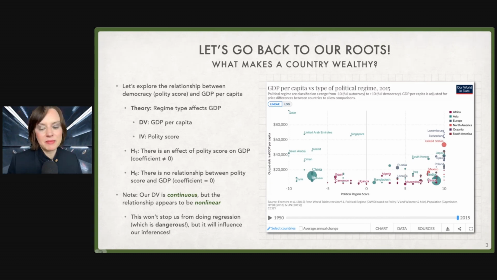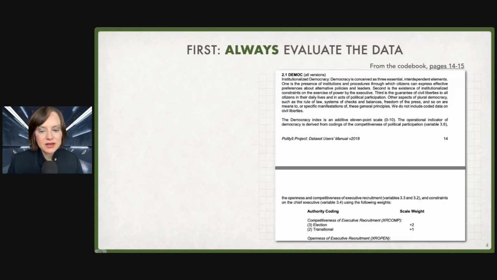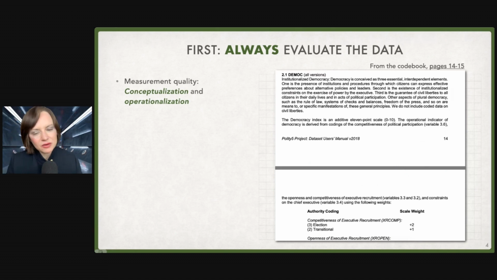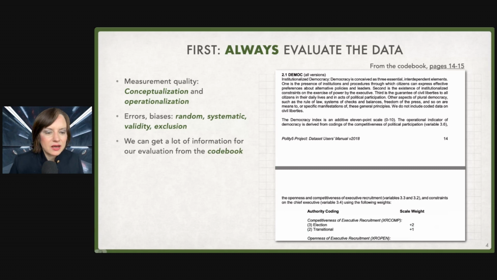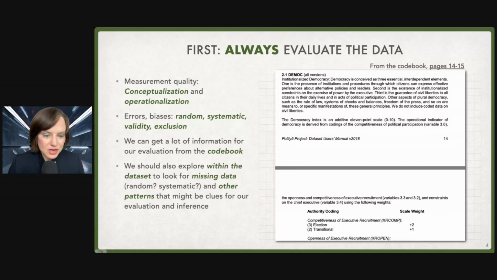Is this the right model? First, always evaluate the data. We want to say, hey, how are we measuring democracy? Are we conceptualizing right? Are we operationalizing right? Are there errors in the data? Again, go back to the earlier lectures on evaluating data. We get all our information from the code book.